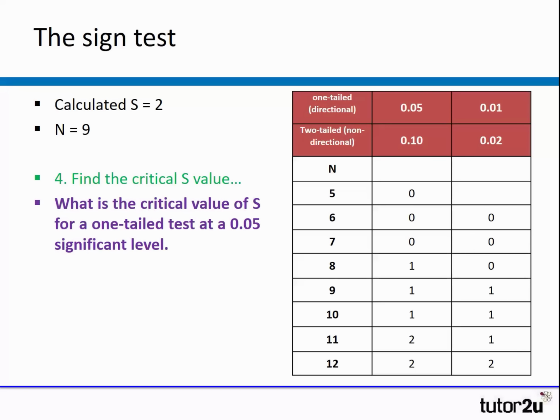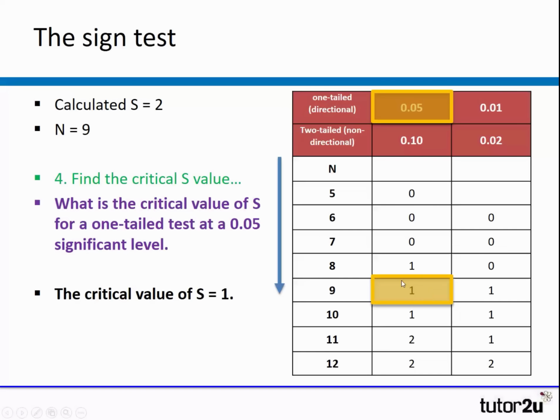Now, you might think there's loads of words in there you don't understand, but simply all we need to do is go up to the 0.05 significance level here. We then just go down the table till we get to 9, because this is the N here. So we go all the way down to 9, which then shows us that we've got a critical value in this case of 1. This is our score here.